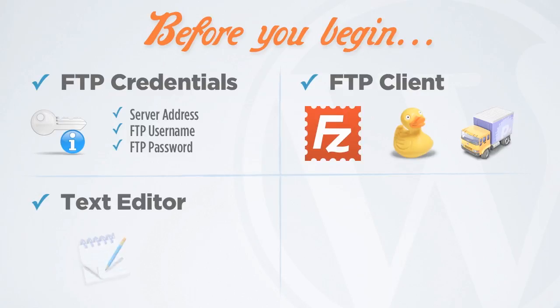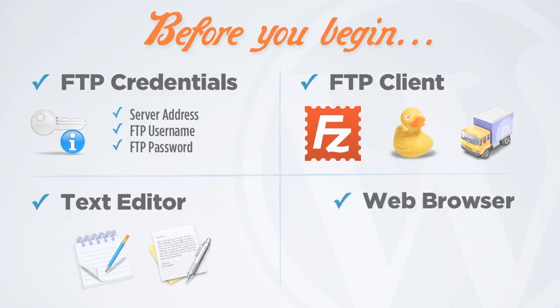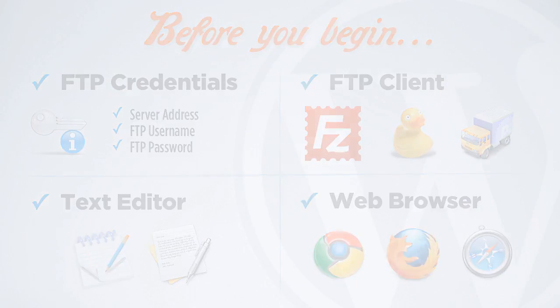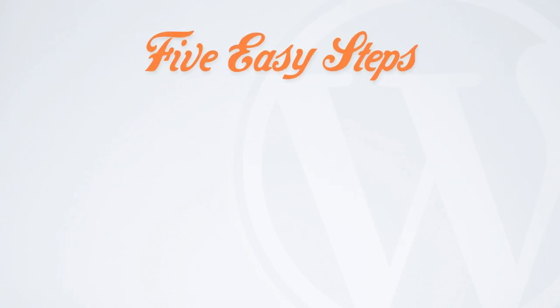Third, you'll need a text editor like Notepad or TextEdit. And last, your web browser of choice. Chrome, Firefox, or Safari are best because they support all the latest HTML5 and CSS3 web standards. Internet Explorer does not. To install WordPress, we're essentially going to complete 5 steps.